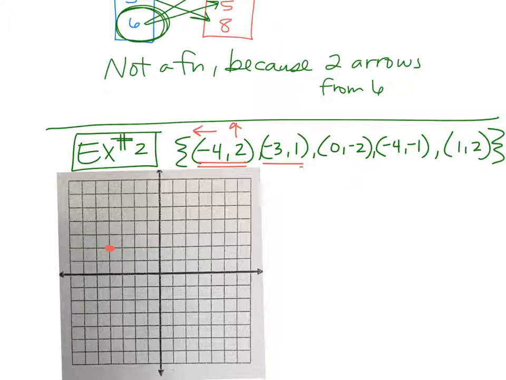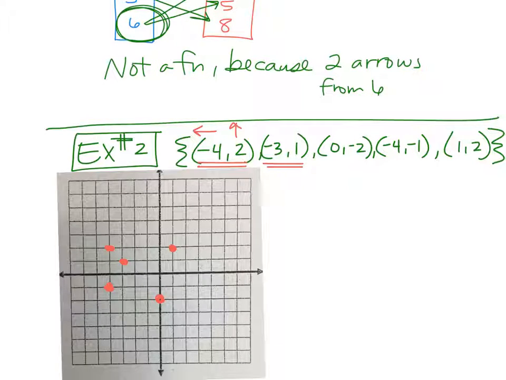Then you plot -3, 1. 1, 2, 3, 1. Okay, that puts us there. 0, -2 puts us here. -4, -1 puts us here. And then 1, 2. Okay?